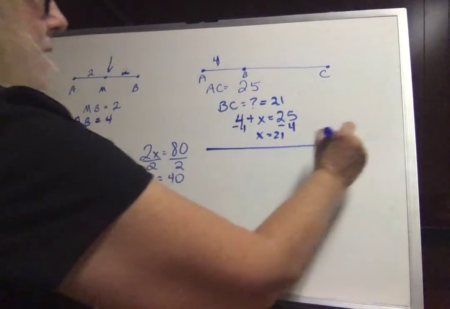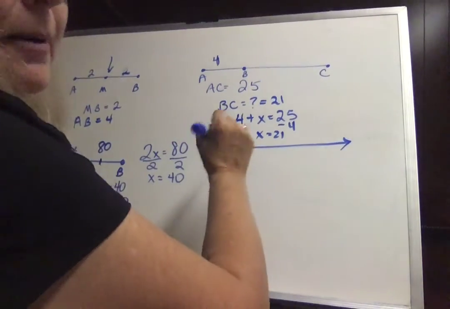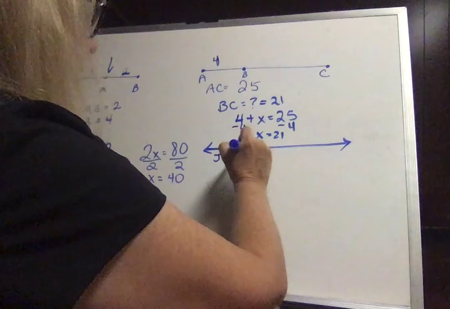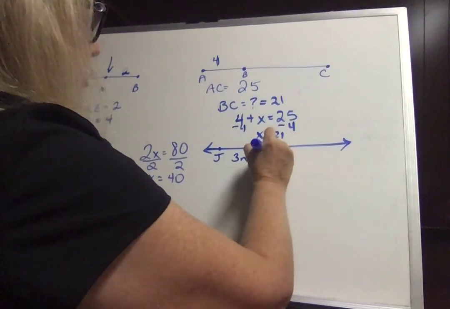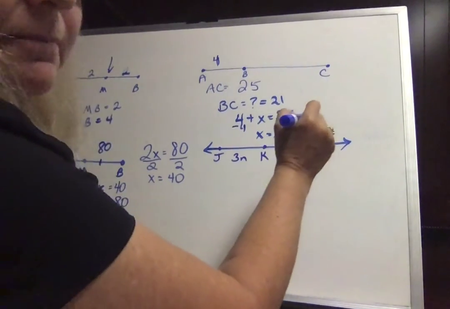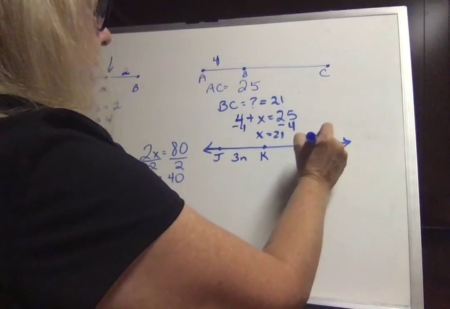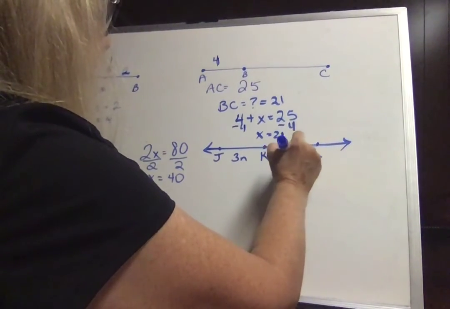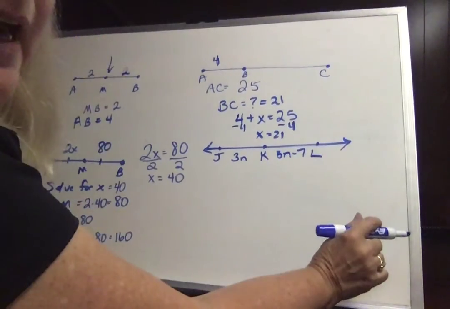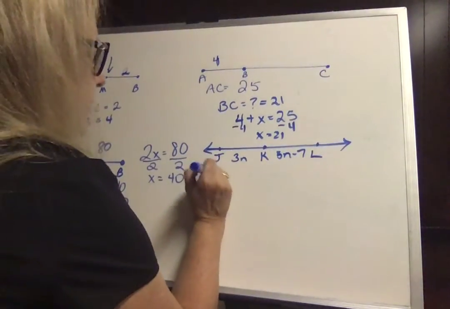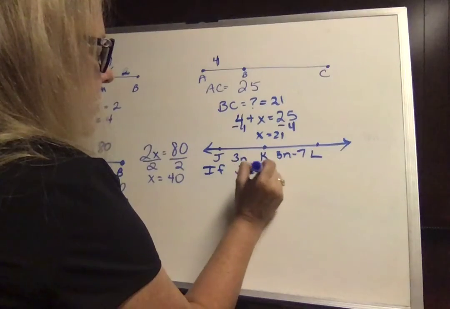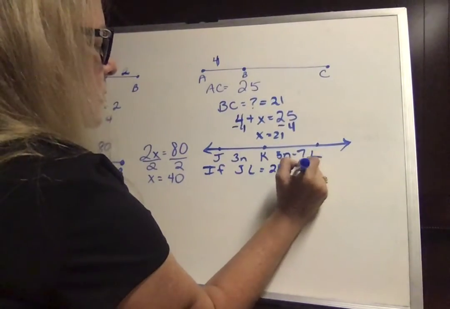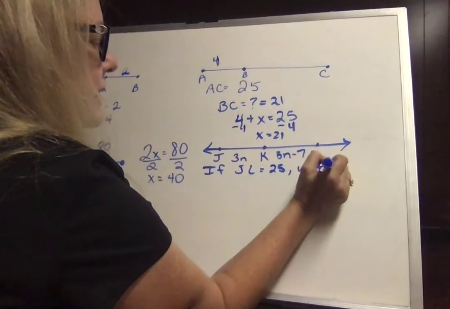Here's more of the algebra that will happen in part plus part equals whole. J to K equals 3n. And K to L equals 5n minus 7. And you also know J to L equals 25. What is n?